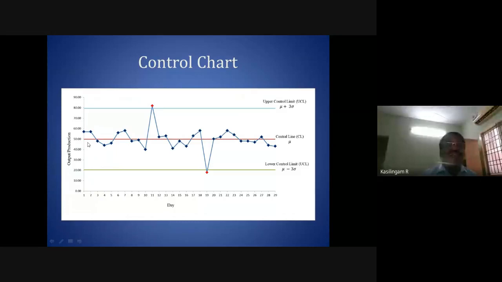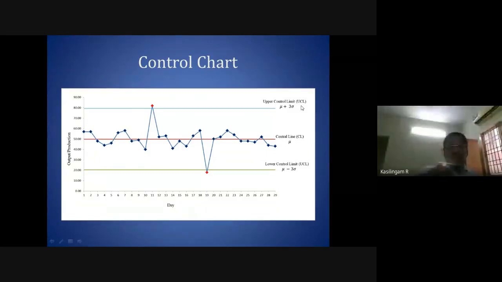That you put here, this value 50. That is the central line. Then this one is called UCL. UCL is the mean plus 3 standard deviations, the upper limit. Then the lower limit is the mean minus 3 standard deviations.